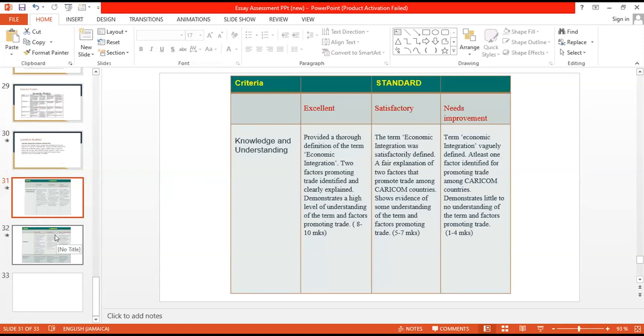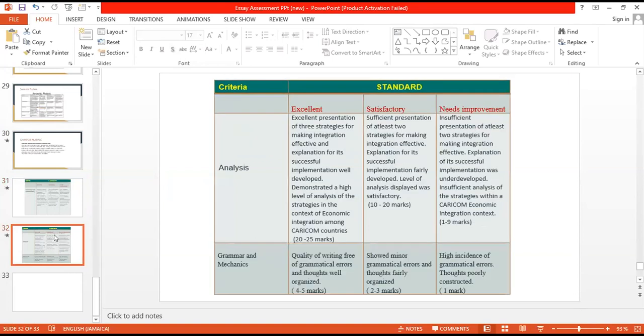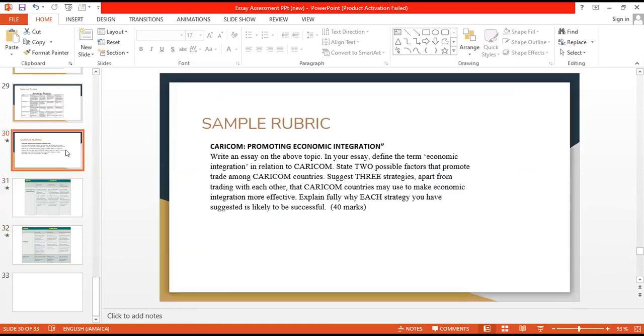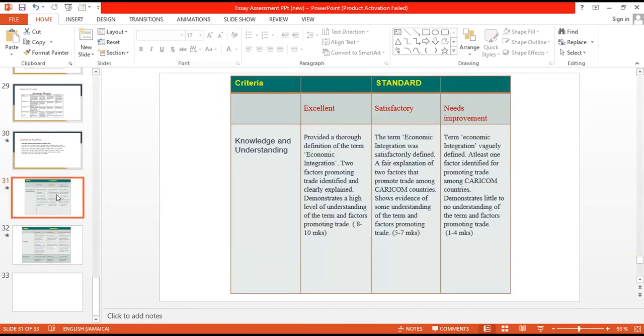Where criteria is concerned, this is where it tests the knowledge and the understanding of the topic. The range for that could be excellent. Has the student given enough information, enough insight into what they were asked to describe or to evaluate?